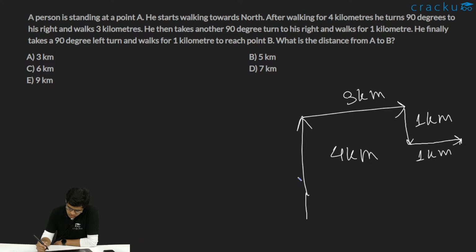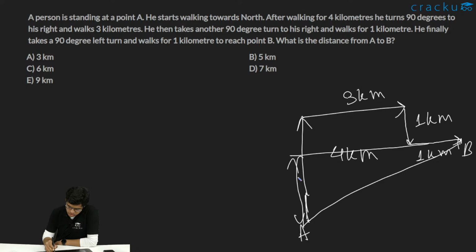I think, is it right? I've drawn 3, 4. Yeah. So this is A and this is B. So basically we can draw this right angle triangle over here. So this whole is 4 and this is 1. So this is 4 minus 1 equals 3 kilometer.